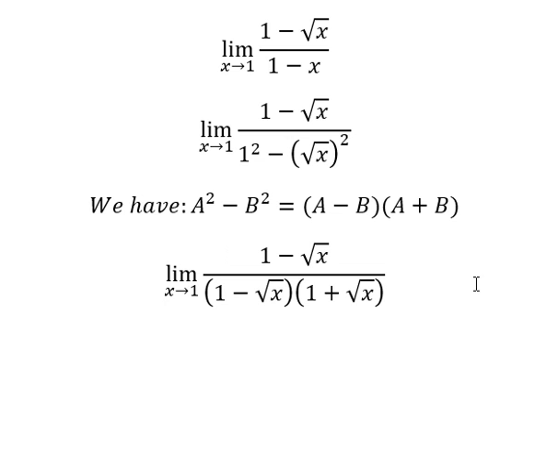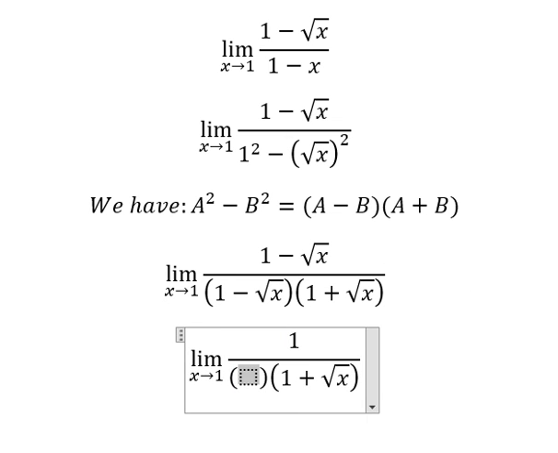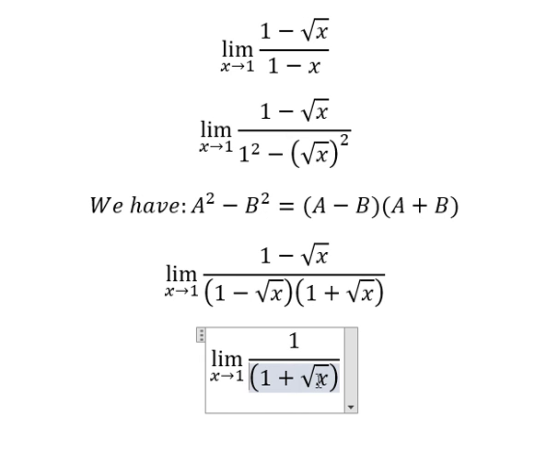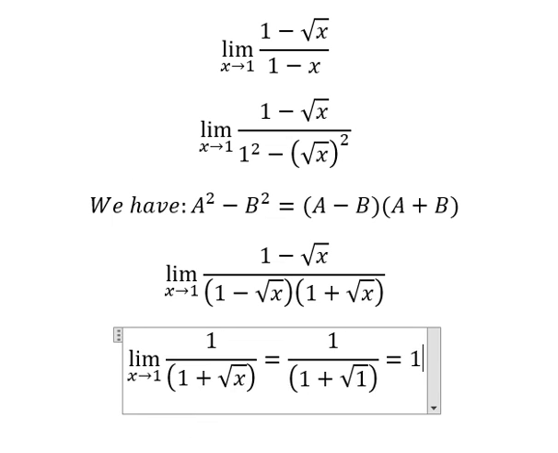Next, we simplify the numerator and denominator. And now we put number 1 in here. So we have 1 over 2.